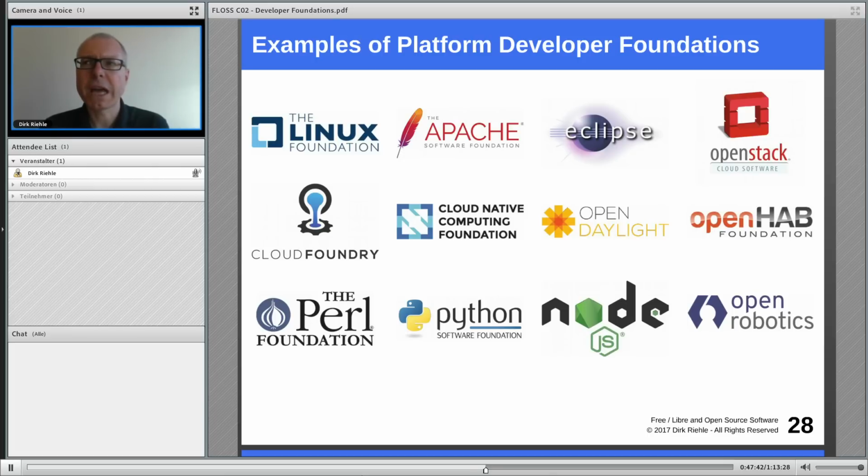Then we have here the Open HAB Foundation. That's a foundation for software for home automation. Open Robotics is for software for robots. And then you have two programming language foundations that steer the future of Perl. So that's the Perl Foundation, and then the Python Software Foundation. We also have Node.js here as the Node.js Foundation, which manages the future of the Node.js web server.